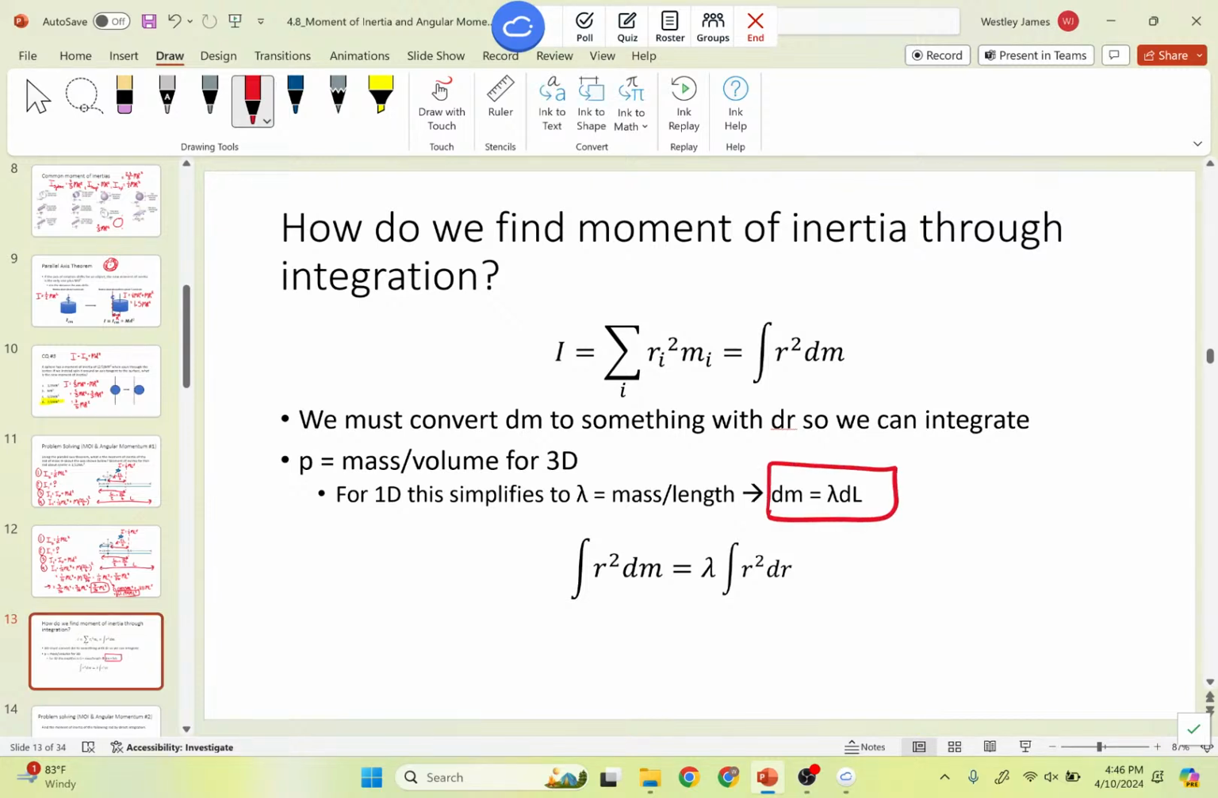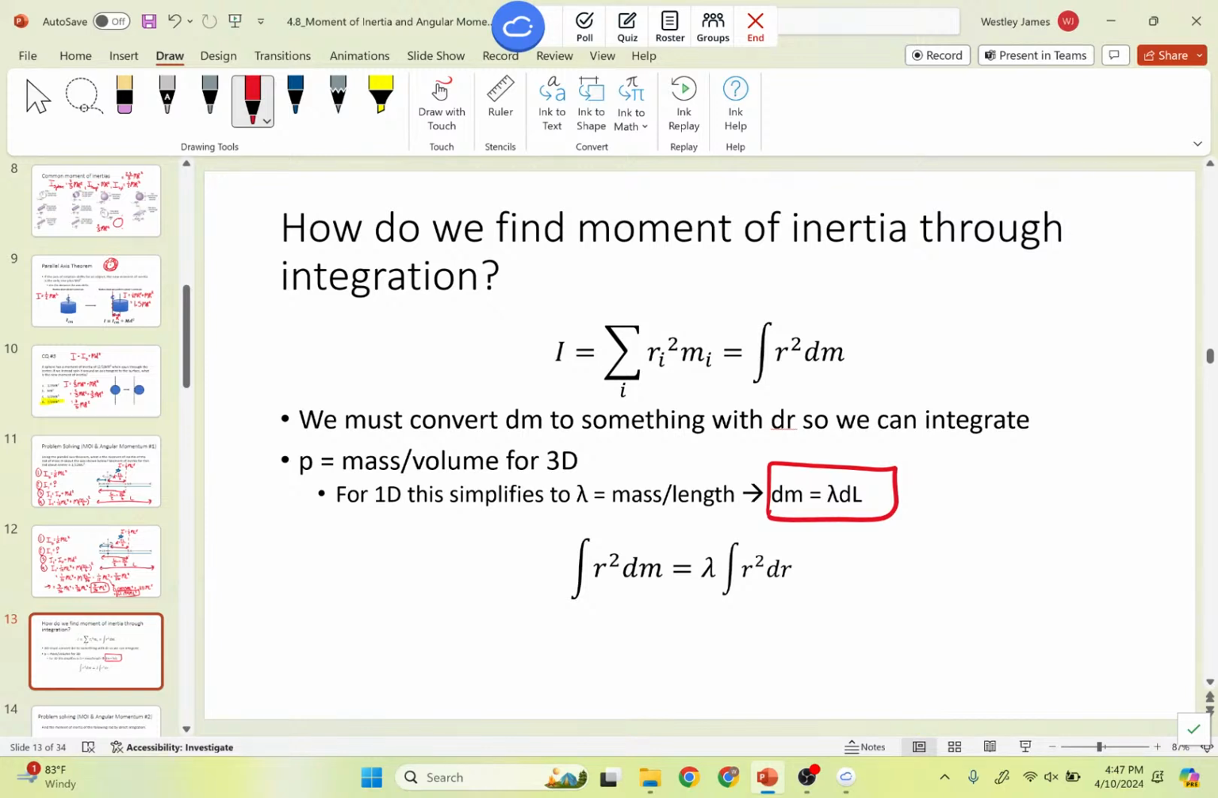Lambda dl, which we could instead call lambda dr. So we replace that dm with lambda dl, and again, we can just call that lambda dr in this case. You'll see why in a second. We're just going to switch that L to an R. So there you go, we're going to sub that in. Instead of an L, we're going to put an R.